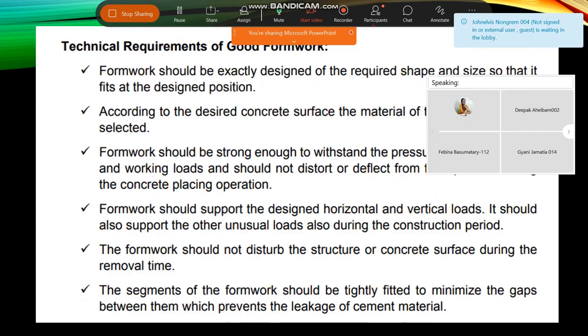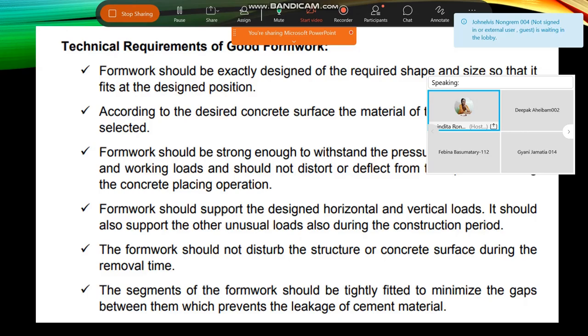The next topic is technical requirements of good formwork. 1. Formwork should be exactly designed of the required shape and size so that it fits at the designed position. 2. According to the desired concrete surface, the material of the formwork will be selected. 3. Formwork should be strong enough to withstand the pressure of fresh concrete and working loads and should not distort or deflect from their position during the concrete placing operation.